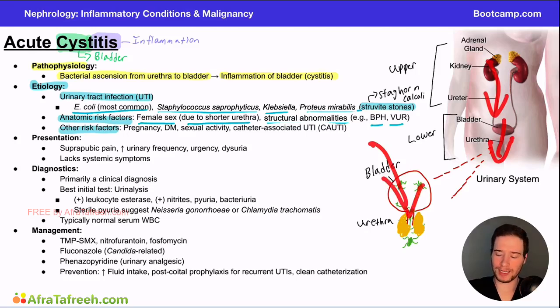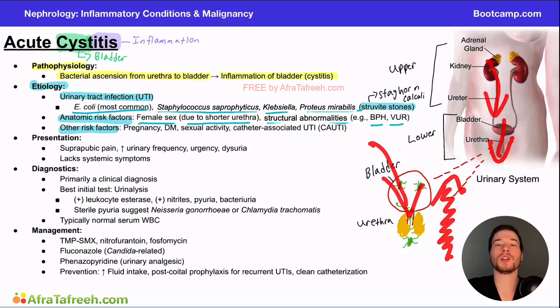So as they're trying to ascend up one direction, you actually are counteracting that with urine flow in the other direction. And so anything that disrupts our urine flow leaving the body is going to lead to a higher risk of urinary tract infections and acute cystitis.